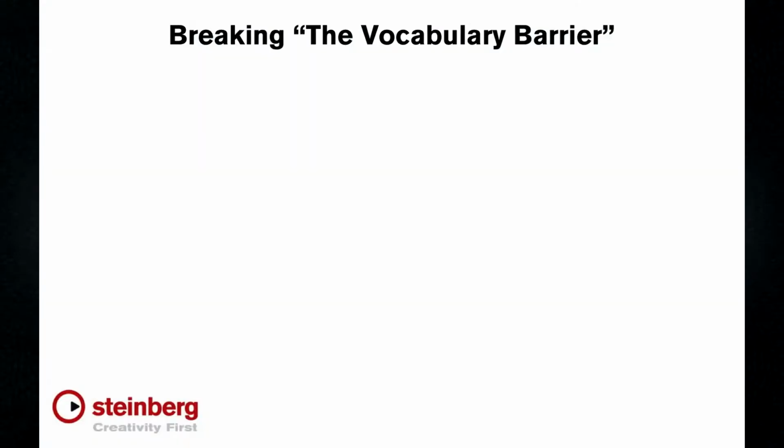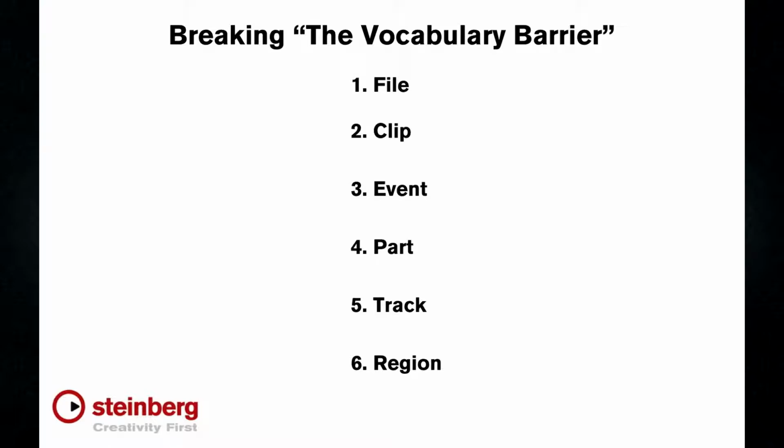There are six terms used throughout Cubase when discussing audio: file, clip, event, part, track, and region. They all sound similar, but there are important differences. Understanding these terms will make learning and using Cubase much more straightforward, especially when consulting the manual or help screens. Now, there are six different terms for audio because Cubase has six different ways to use audio.